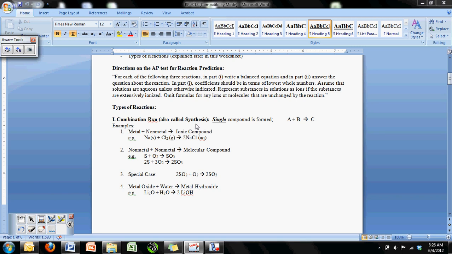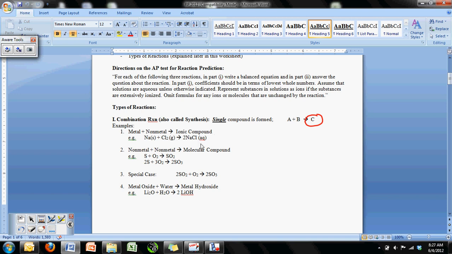The way to characterize a synthesis reaction is that only one product is formed by two or more reactants. These reactants could be elements, compounds, or different types of substances. Some examples of combination reactions are when a metal combines with a non-metal, it forms an ionic compound. And the example here is sodium reacting with chlorine gas to form sodium chloride.